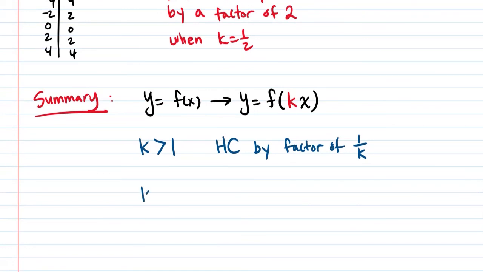And when k is between 0 and 1, we're not going to look at negative k values, because when k is negative, that means it's a reflection. So we're only going to look at positive k values for compression and expansion. When k is between 0 and 1, in other words, k values such as 1 over 2, 1 over 4, or 1 over 8, something less than 1, then it's horizontal expansion by a factor of 1 over k.